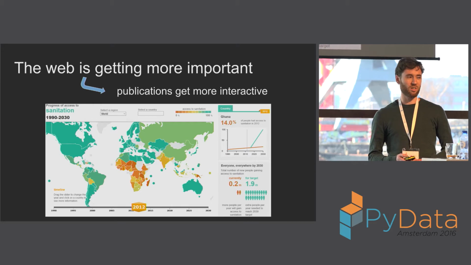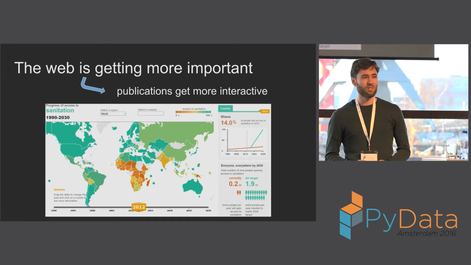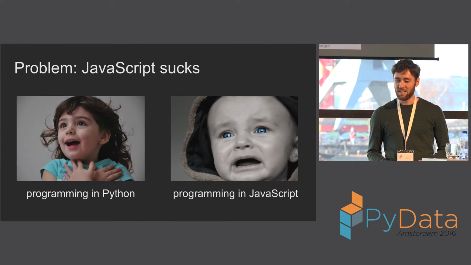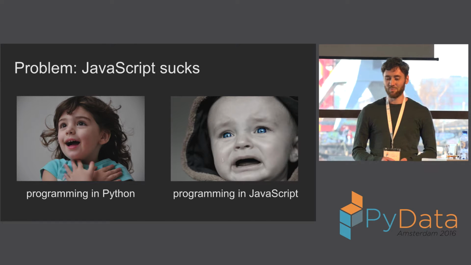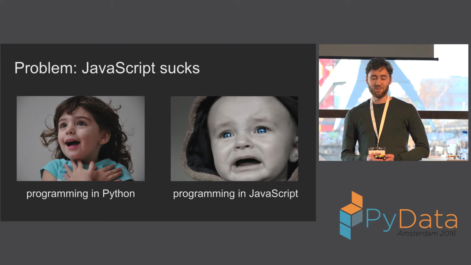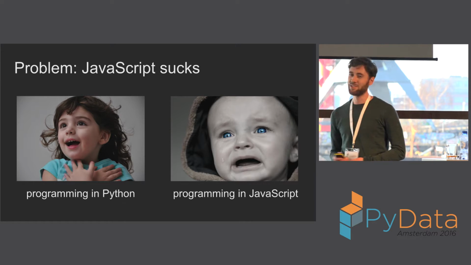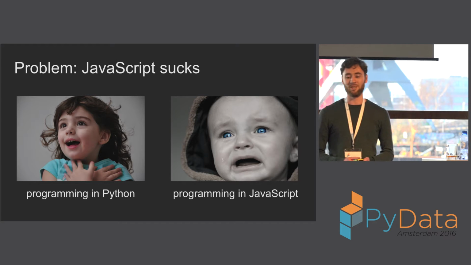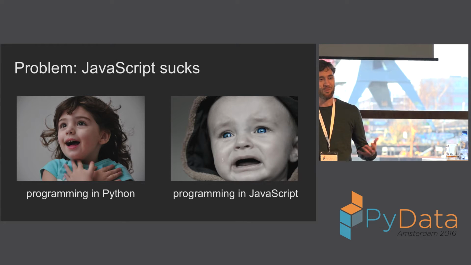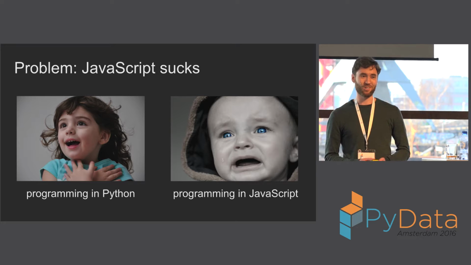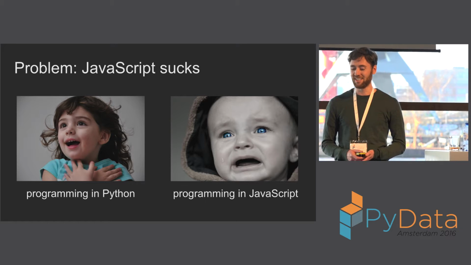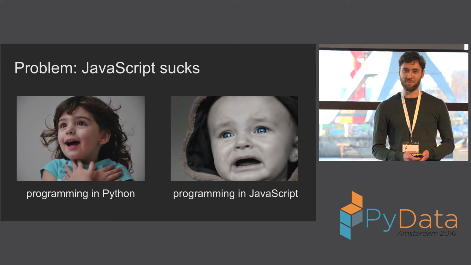There is, however, one problem, and that is that the language of the web is JavaScript, and JavaScript kind of sucks. I think that anyone who has done some programming in both Python and JavaScript can relate to these photographs. If you program in Python, everything makes sense and you become happy, and most parts of the language have been well designed. And this is much less the case in JavaScript.